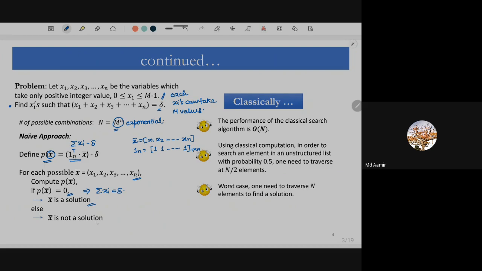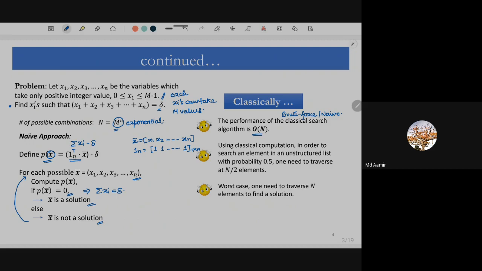And if we don't have it, then we don't have the solution, and we go back to another combination of xi. So this is the mathematical description of the naive approach, which one can use to find the element from an unstructured list. But if we see the performance of this classical search, or brute force, or naive approach, the time complexity will be order of n, because we have to search the whole list, the whole database, to find that element.